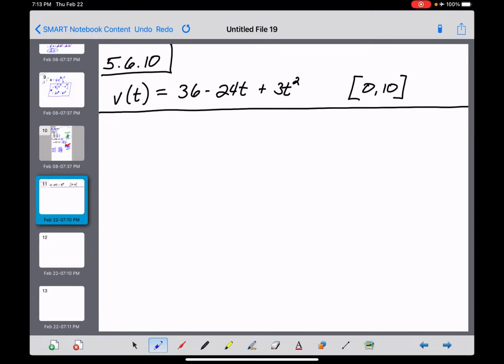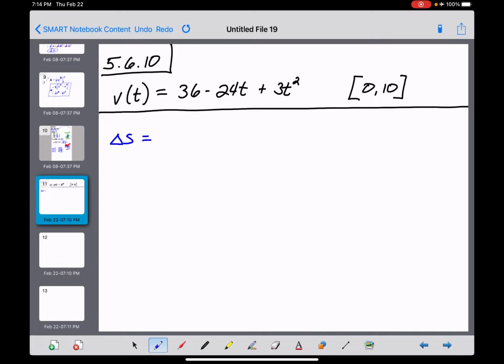Okay, there's a lot going on in these problems here in 5.6. They've given you a velocity function, and they're asking you to find really three different things. The first one they want is the displacement, and that one should be relatively straightforward because we've got a formula for displacement that should be in your 5.6 notes.